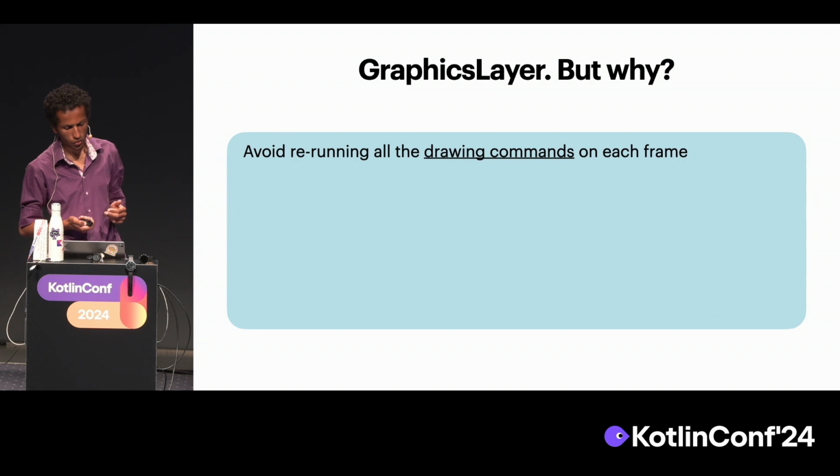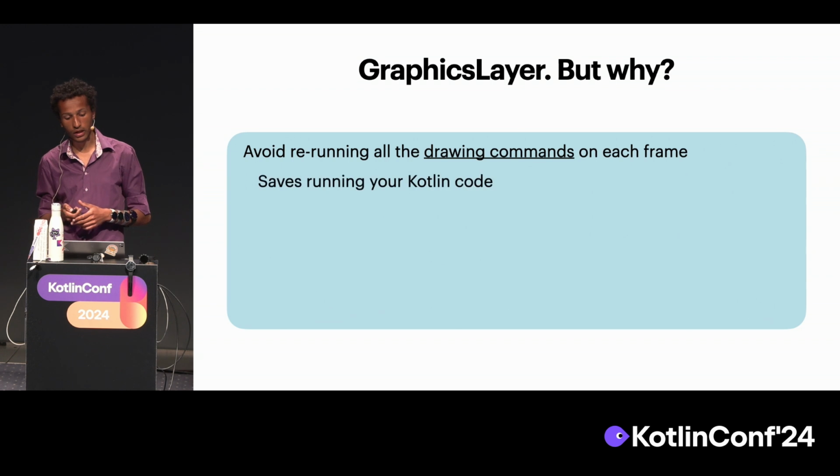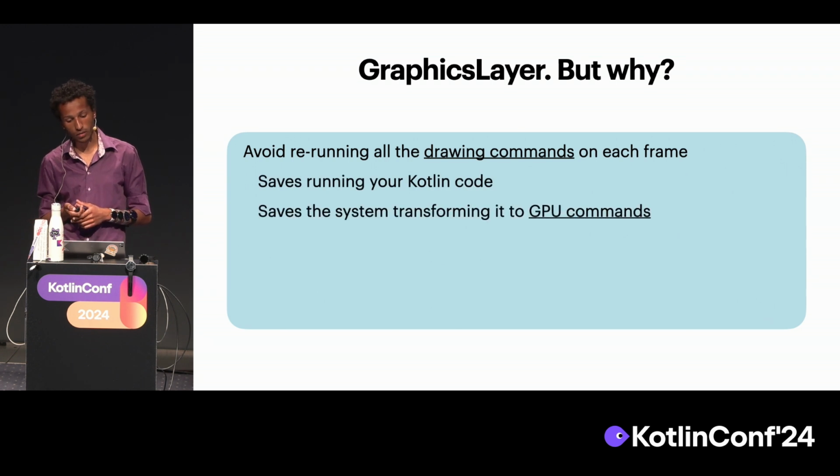Why? We want to avoid rerunning all the drawing commands on each frame. So like draw circle, that's some of your code that runs. You can save it, which saves running your Kotlin code, but also saves the system transforming it into commands that can be sent to the GPU.